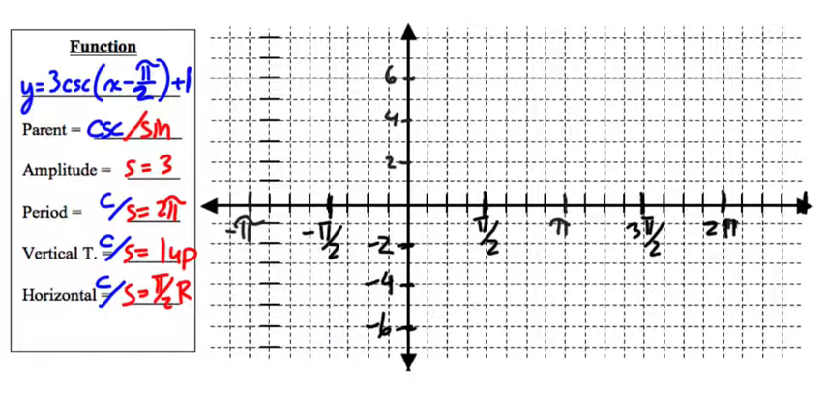Using the horizontal translation of pi over 2 to the right and the period of 2 pi, we're able to plot 2 points and some intermediate points using our amplitude of 3 as a support. Our vertical translation of 1 unit up allows us to move each of those points up 1 unit. Now, we have the correct location for the corresponding points on the sine function that corresponds to this cosecant function. We can now plot some additional points and use them to obtain the graph of the corresponding sine function.